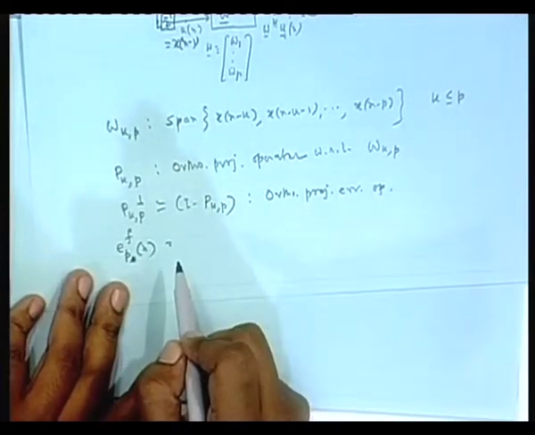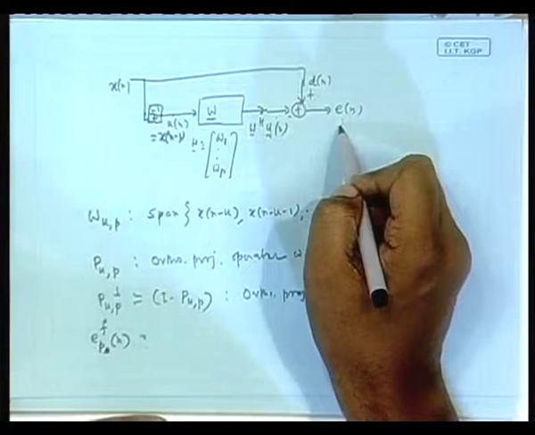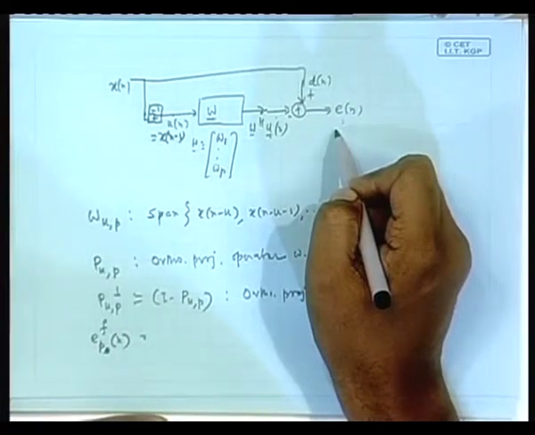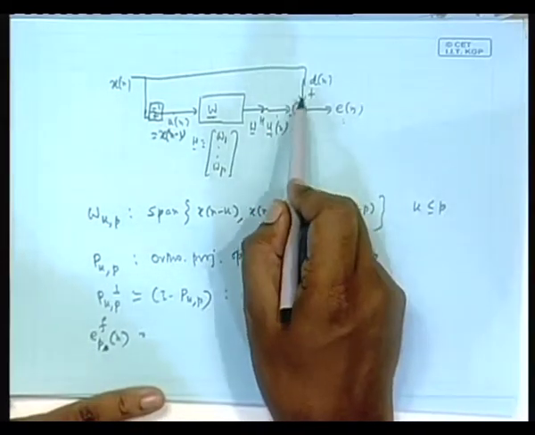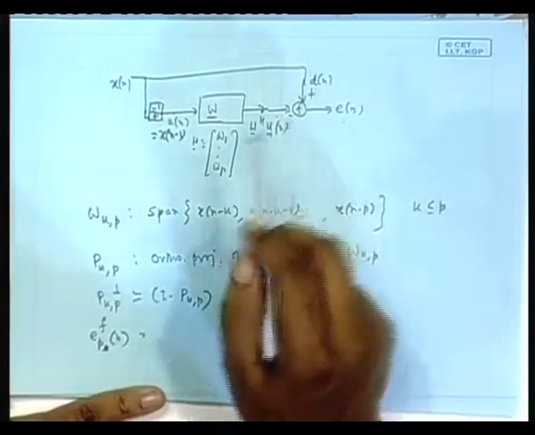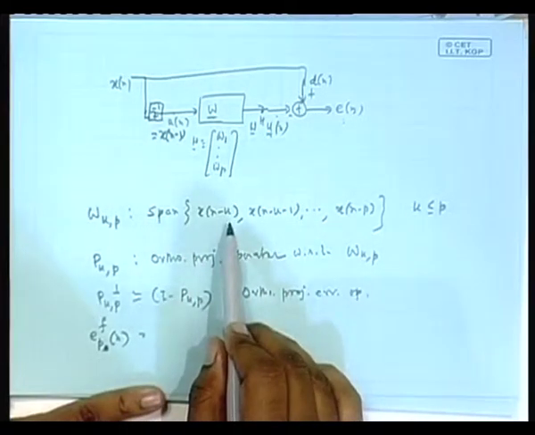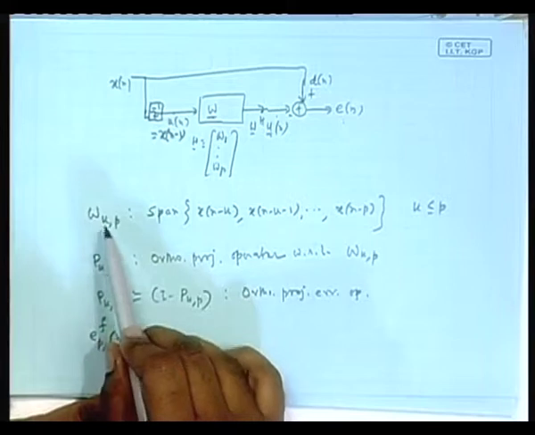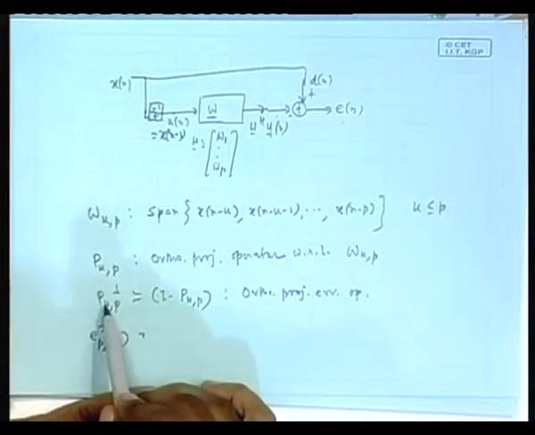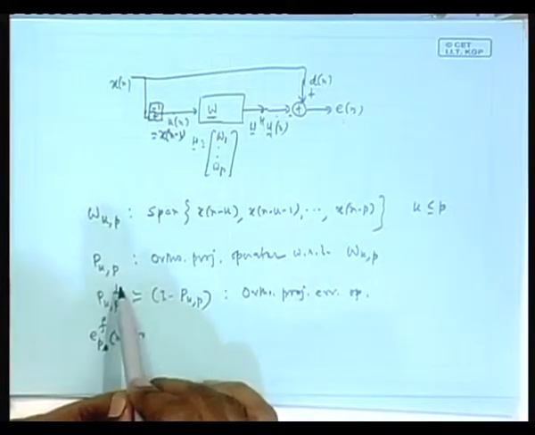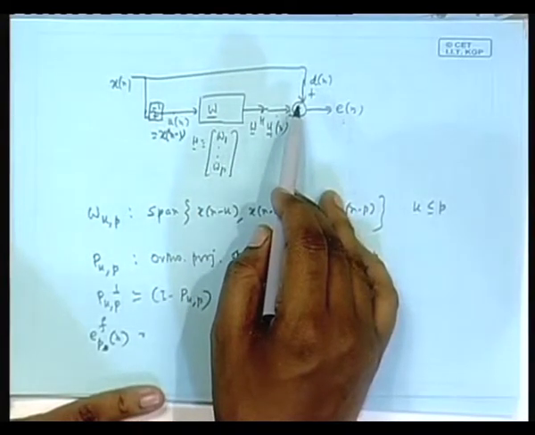It is nothing but this error. Can you tell me, in terms of this notation, what that will be? You are projecting x n orthogonally on the space spanned by x n minus 1 to x n minus p. That means k is 1, so the space is W 1 comma P, the corresponding projection is P 1 comma P, and the projection error is P 1 comma P perpendicular. Working on whom? Who is being projected? x n.